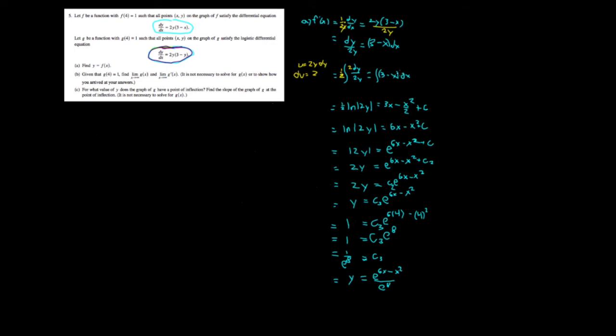Okay. So then what you get once you take the integral of that is 1/2 natural log of the absolute value of 2y equals 3x minus x squared over 2 plus c. So what you want to do then is multiply both sides by 2 to get rid of this pesky little 1/2 here. And then what you get is the natural log of the absolute value of 2y equals 6x minus x squared plus c.